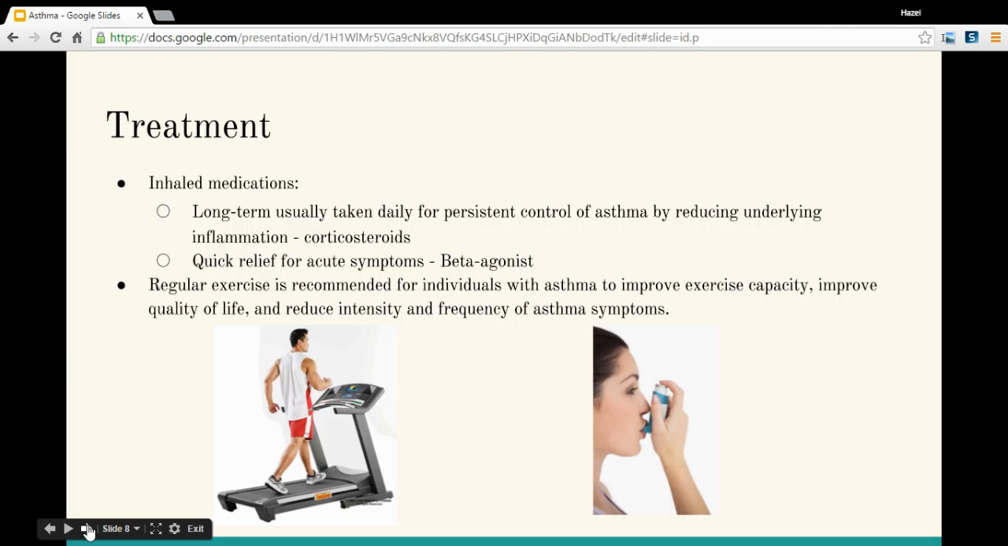For treatment of asthma, there are inhaled medications that are widely used, and some are used long term, which are usually taken daily for persistent control of asthma, and that basically reduces the underlying inflammation in the lungs. An example medication for that is corticosteroids. Sometimes you need quick relief for acute symptoms, and an example of medication for that is a beta agonist. Another treatment is regular exercise. It's recommended for individuals with asthma to improve their exercise capacity, improve quality of life, and reduce the intensity and frequency of their asthma symptoms.